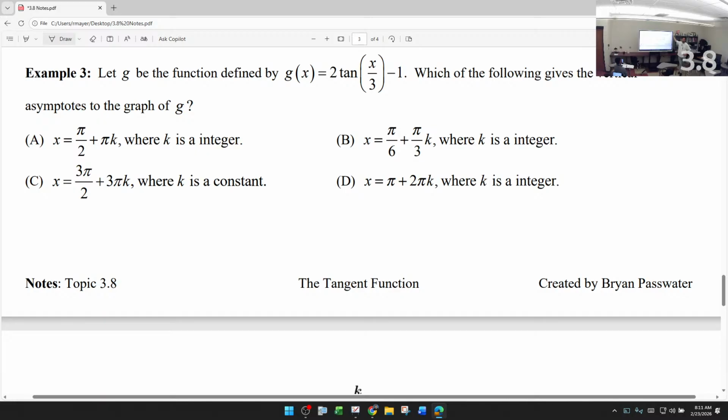In your mind right now, or at least in mine, when I hear vertical asymptotes for tangent, I care when cosine is 0. Fair enough? I don't even think about tangent. I care when cosine is 0, because when cosine is 0, tangent's undefined. And when tangent's undefined, we get a vertical asymptote. Okay with all that? So I'm immediately thinking, okay, I care about when cosine is 0.